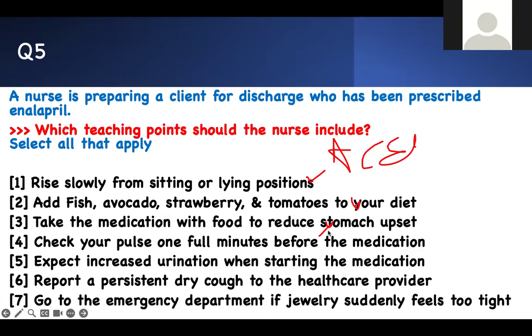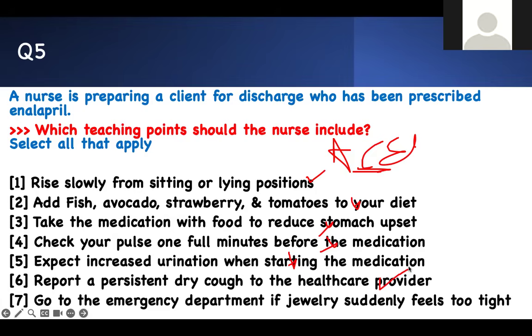Check your pulse 1 full minute before the medication. This is not Digoxin. His name is called Enalapril. Expect increased urination when starting the medication. This is not the loop diuretic or diuretic. Therefore, I don't need this. Report a persistent dry cough to the healthcare provider. That's the C there. Yes, you need to do that.